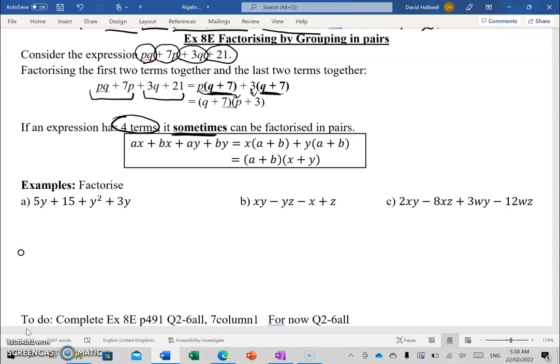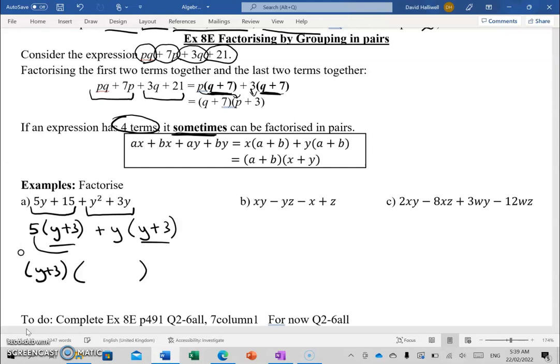So let's do a particular example here. First example, let's pair the first pair and pair the back pair. We're going to take out a 5, I'll get y plus 3. Then for the second pair, the highest common factor is y, and then we get a y plus 3. Notice this common factor now of y plus 3, that can come out the front. Then in our second bracket, the remaining factors get put in those positions. So the 5 gets put there, and the plus y gets put there. So we've just factorized, we've grouped in pairs.